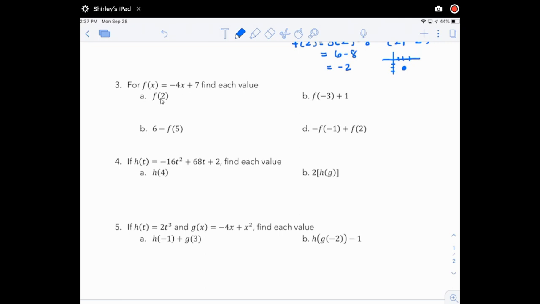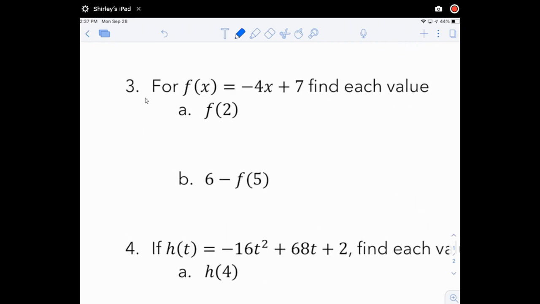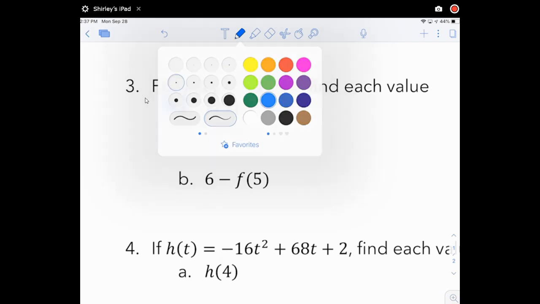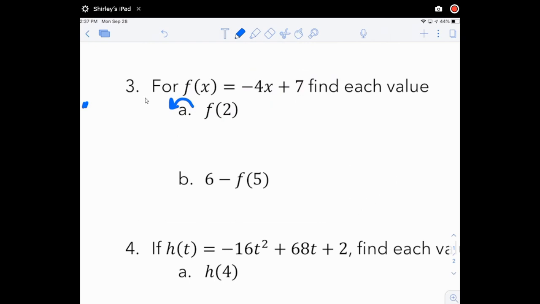So A says find f at 2. Function notation here is just a really easy way of saying, think about what we did in that first week of school with evaluating. It's really just saying evaluate y equals negative 4x plus 7 when x equals 2. It's just the same thing.